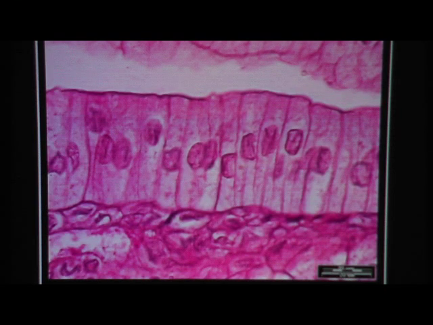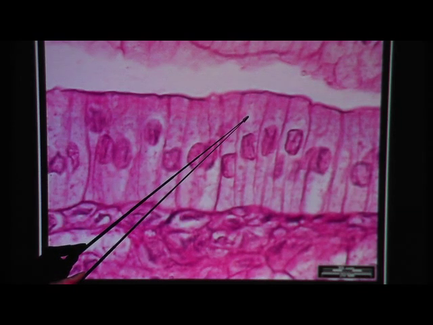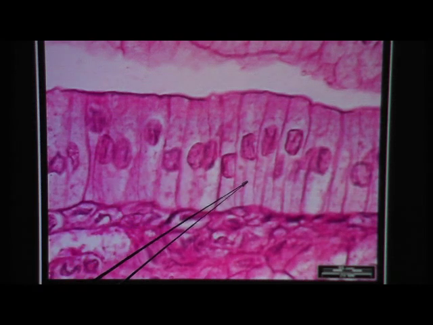So let's go through the questions that you might be asked. Number one, name this tissue. The answer we're looking for is non-ciliated simple columnar epithelium. If I asked, name this cell, you would say that's a columnar cell. Name this structure up on top, that would be microvilli. Name this round structure, that's the nucleus. Name this line, that would be plasma membrane. Name this pink stuff, that would be cytoplasm. And if I ask for a location, you can say digestive tract, or you can say stomach, intestine, colon, all in the digestive tract.